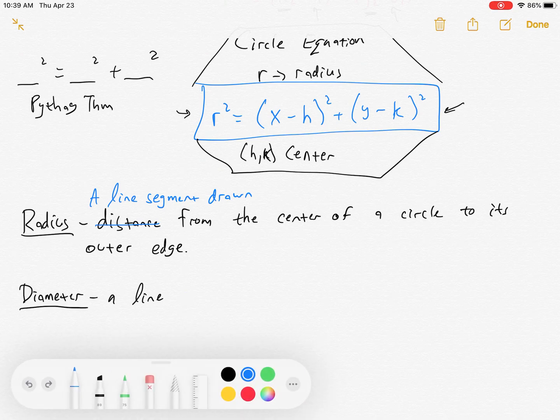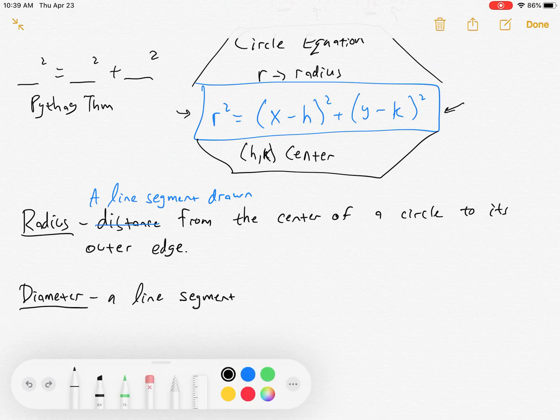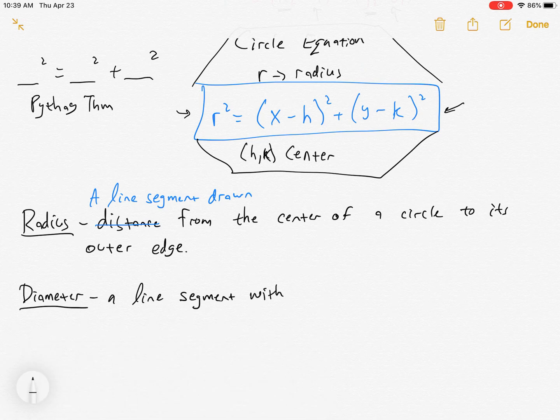Yeah, I mean, we often think of the length of a radius, but probably the radius itself is not the length, it's the line segment. Just like a diameter is a line segment drawn, let's just say drawn, a line segment with both endpoints on the circle.